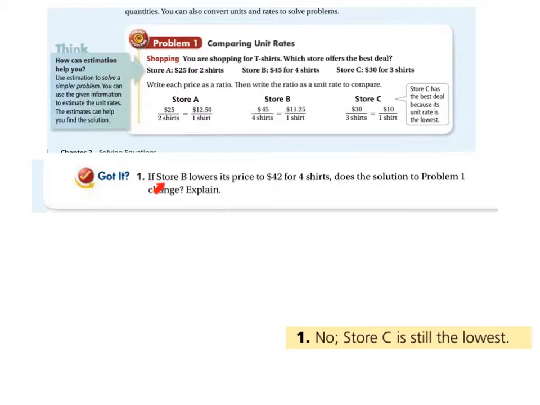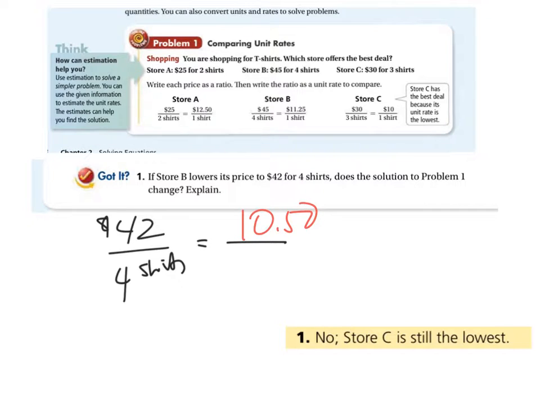Now, by the way, if Store B lowered this price to $42 for 4 shirts, does the solution to problem 1 change? So in other words, we're going to have $42 for 4 shirts. Again, a little division fun here. And that becomes $10.50 per 1 shirt. So obviously C is still the best deal.